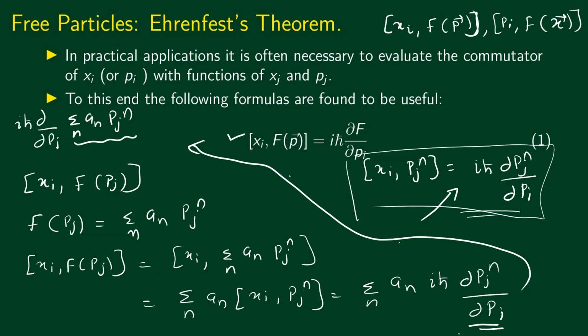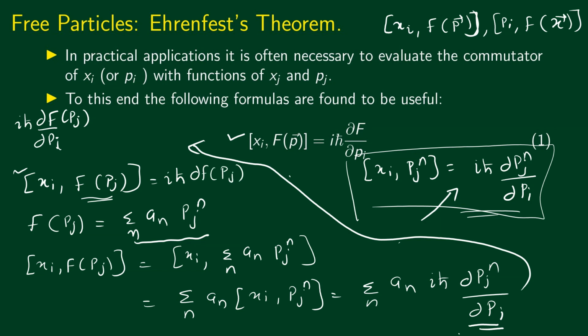This is exactly the power series expansion that we started with, the sum over n of a_n p_j^n. So we can write this as f. So we have iħ times the partial derivative of f with respect to p_i. All right, so we have found that the commutator of x_i with some function of p_j is given as iħ times the partial derivative of f of p_j with respect to p_i.